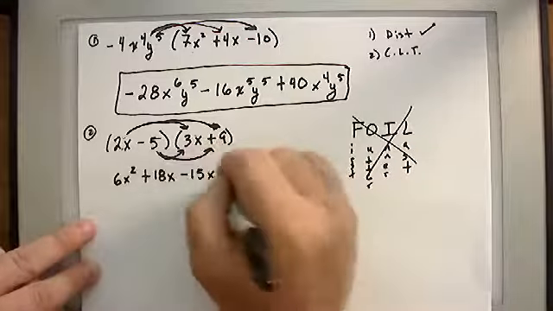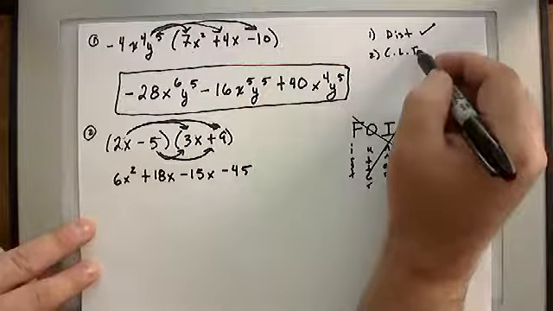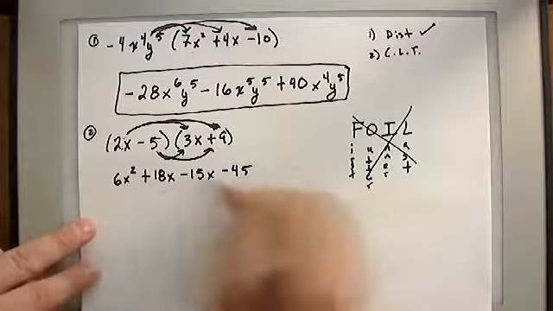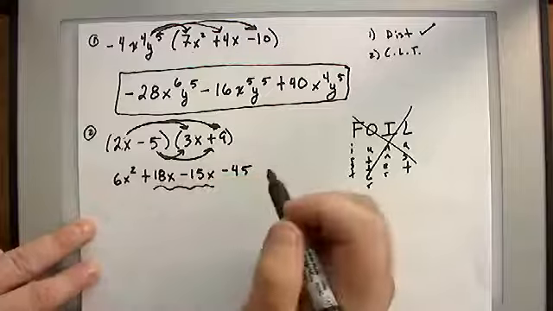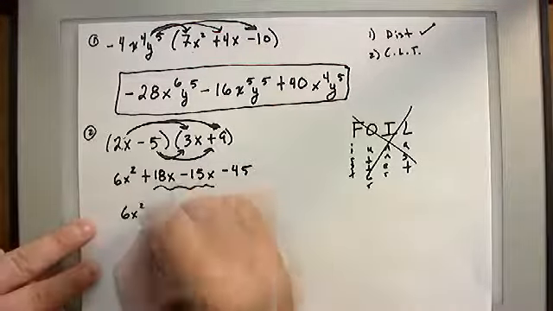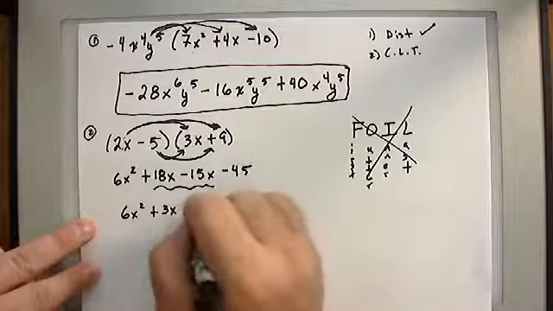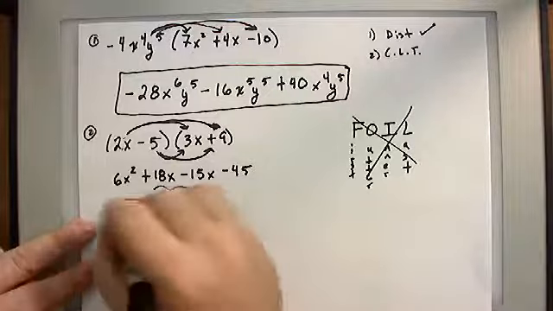-5 times 9, that's -45. Now we've distributed. Now we need to combine like terms. And in this case, there are like terms. We have 18x and 15x, which will go together. So we've got 6x squared. 18x minus 15x, that's positive 3x. And then the -45 is still there.